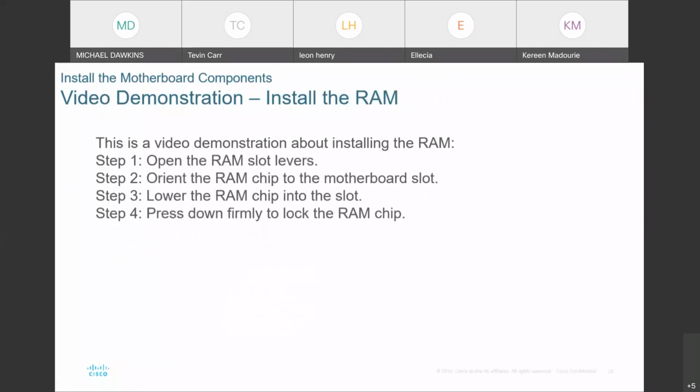All right, so next up, we're going to install the memory into the computer. On the motherboard, we will have RAM slots, or memory slots. So I will use the word RAM or memory interchangeably. When I say memory, I'm speaking to the RAM, not ROM. So we're going to look at the video and we will see how we do this installation.